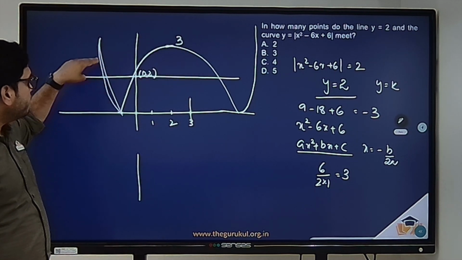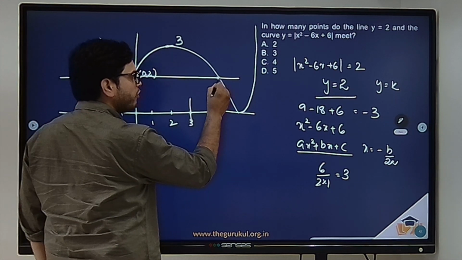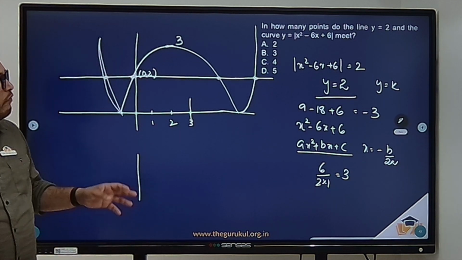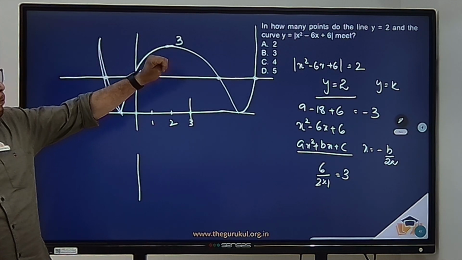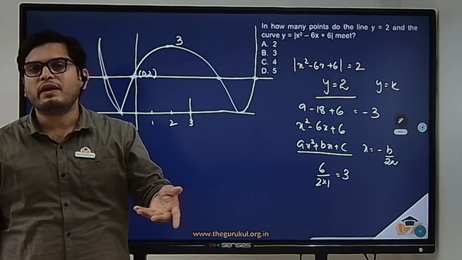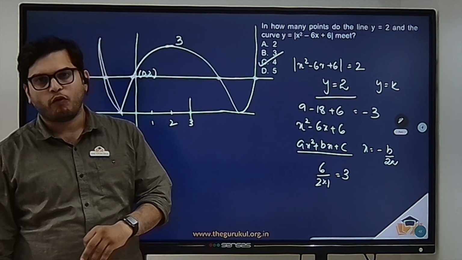So this will cut y is equal to 2 at this point, this will cut at this point, this will cut at this point, and one more time here, right? So there will be 4 intersection points between y is equal to 2 and y is equal to modulus of x square minus 6x plus 6. So the answer for this question should be option C, 4.